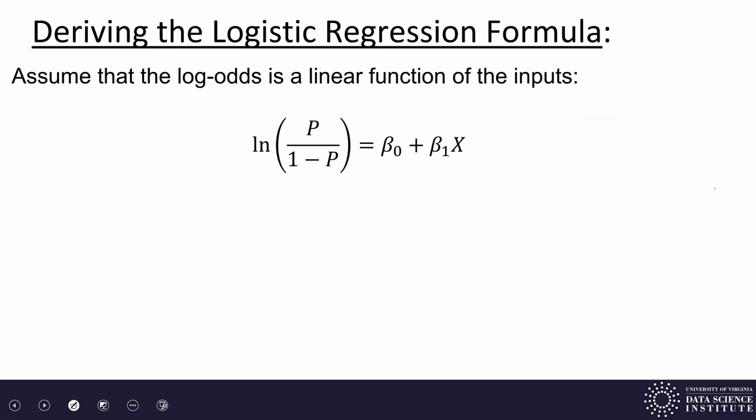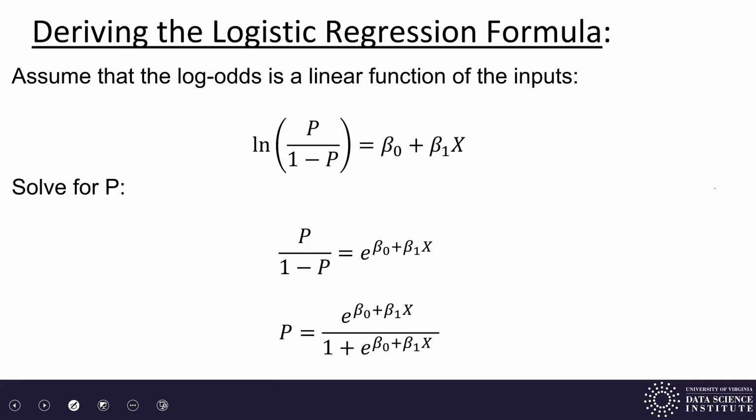Let's move this forward to talk about logistic regression. For logistic regression, we assume that the log odds of the event occurring is a linear function of the inputs, shown in the formula here. Now, if we take this and solve for P, the first thing we want to do is exponentiate both sides to cancel that logarithm. And so we get this here. Then solving for P, it's a little bit of algebra, but that's what you get for P.